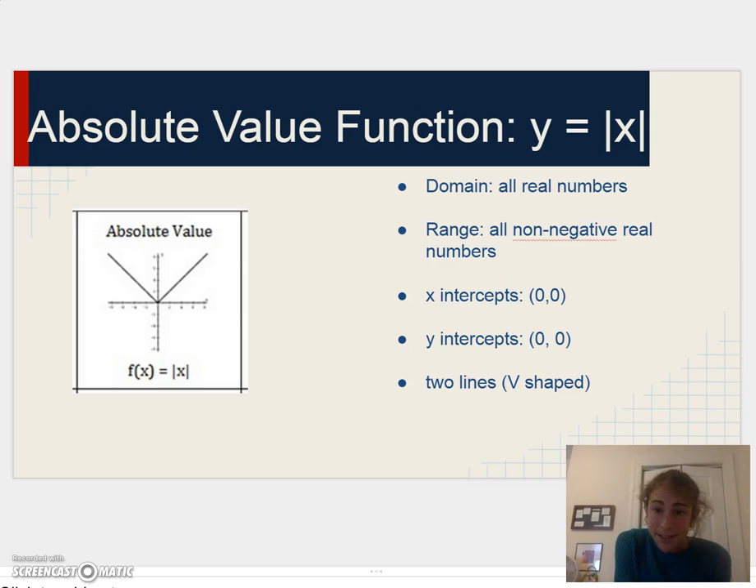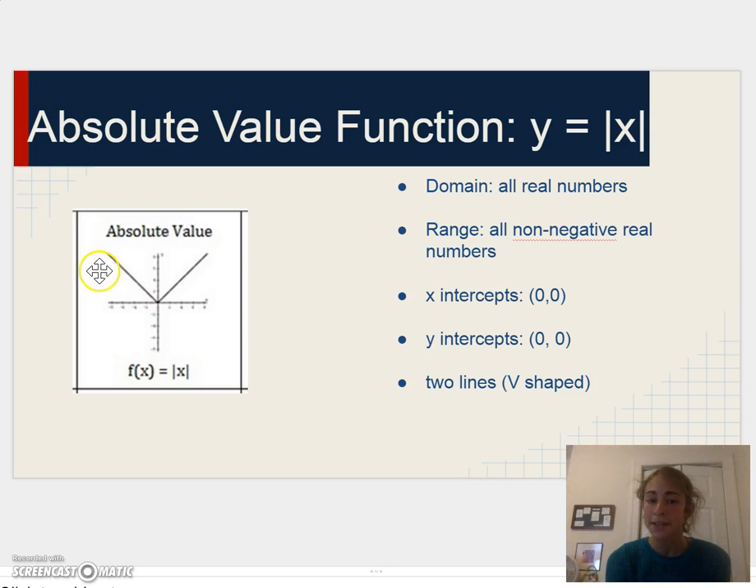We can plug in anything we want. You can plug in positive and negative values, so the domain of the absolute value function is all real numbers. But since we can only get out positive values, or 0, the range is all non-negative real numbers. And again, the x-intercept is (0, 0), as is the y-intercept. So you can think of this vertex where these two lines meet as the focal point. And focal points are going to become really important when we start talking about transformations.